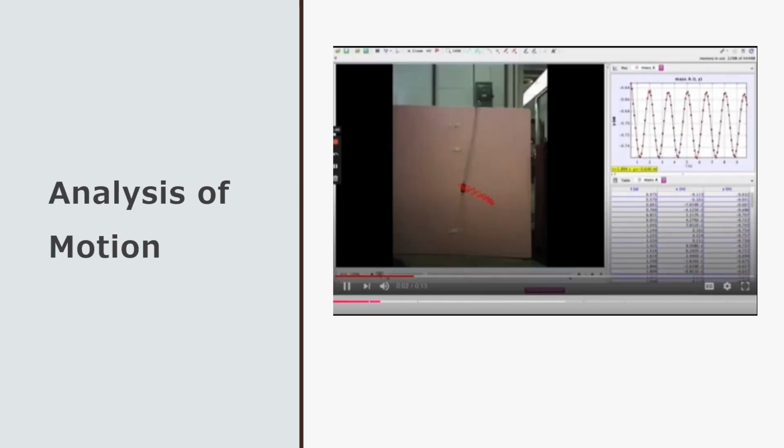Here's a video that shows the provided video running on the tracker program, where it will collect the data on the right hand side and plot the points needed to create our necessary models that we will discuss later in this video.